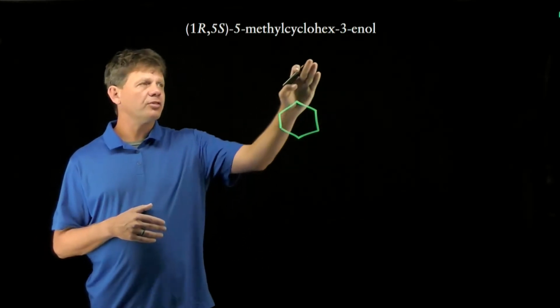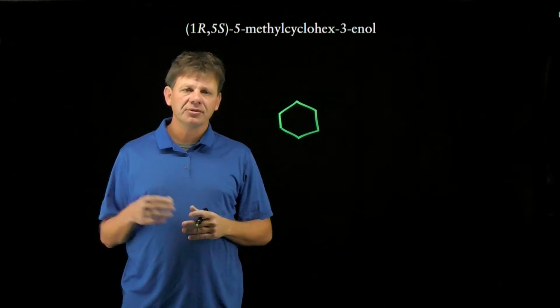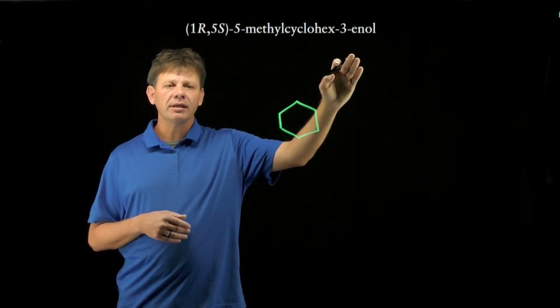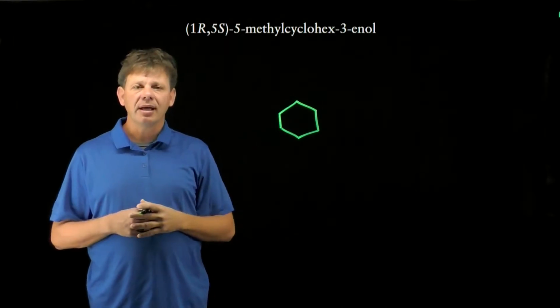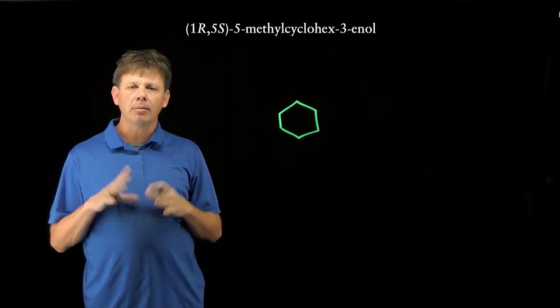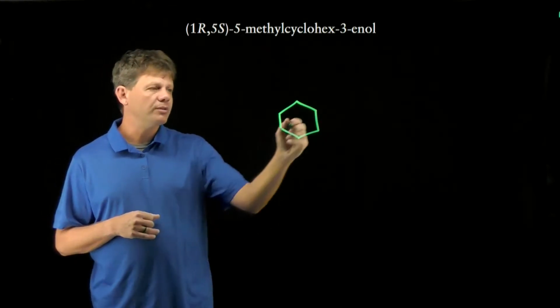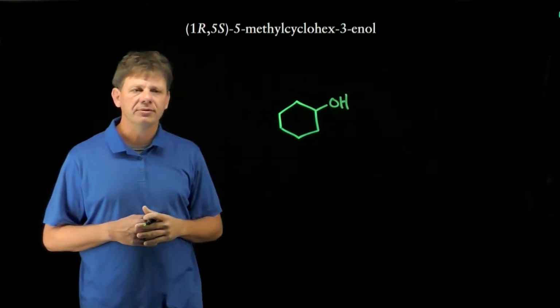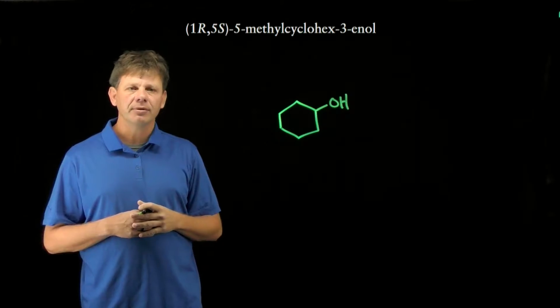Now you'll note that there's a 3 in front of the ene. That tells us that the alkene starts at carbon 3, but there's no number in front of the ol. That implies that the hydroxyl group will be at the 1 carbon, so we don't have to specify when it's at the 1 position. We'll put our hydroxyl group here to start. Note we're not showing stereochemistry yet.